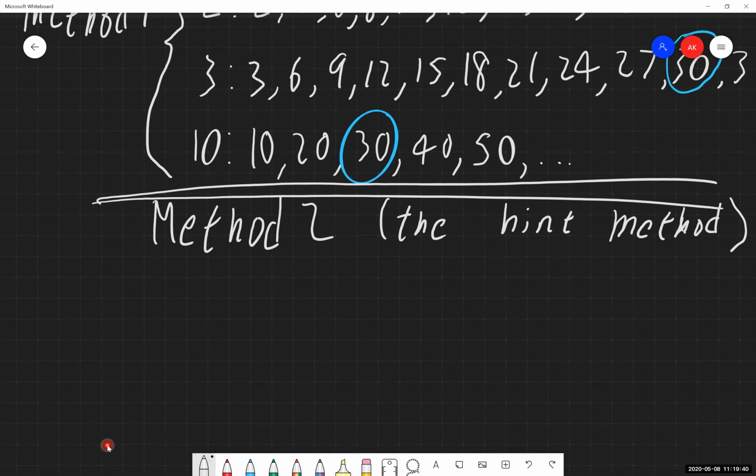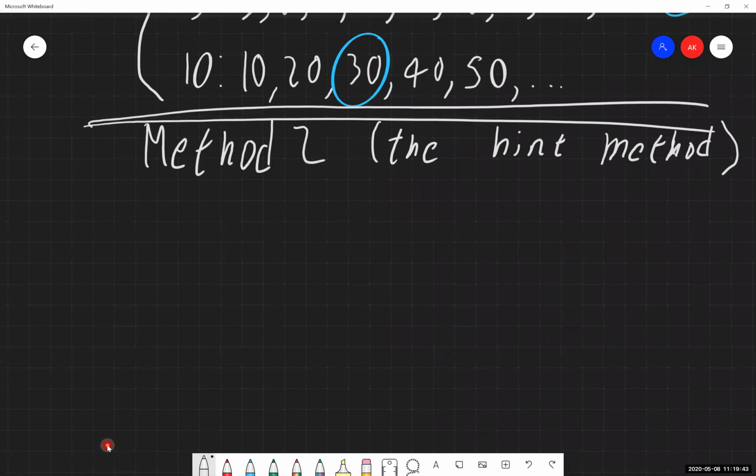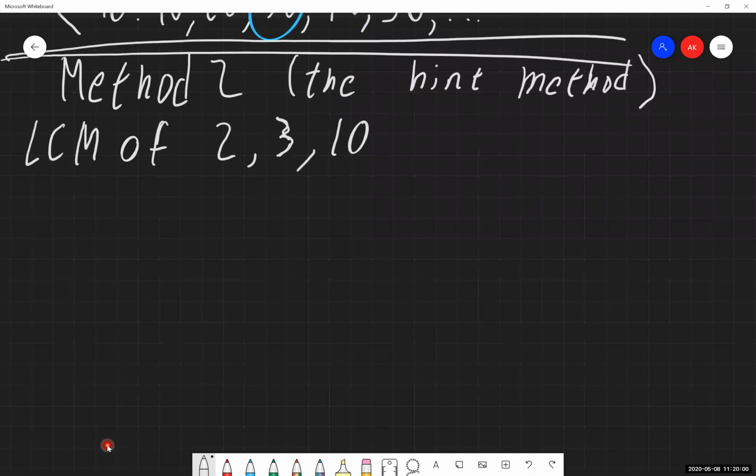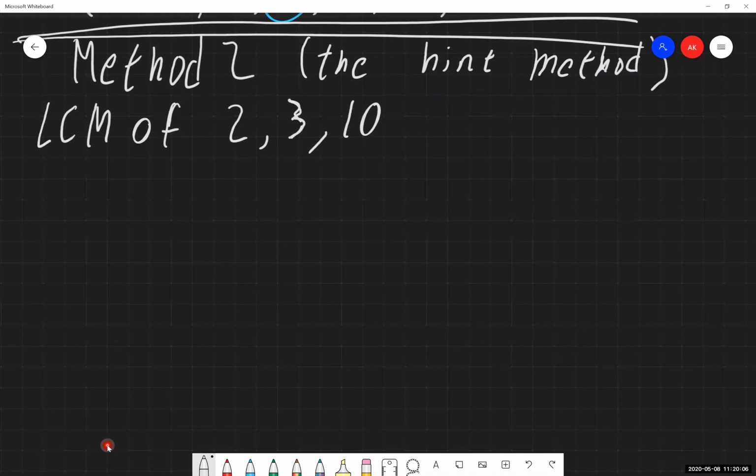Call it the hint method because I wrote that into the notes that way. So same idea. We're trying to find the lowest common multiple of 2, 3, and 10. This method is a little bit different, and there's a different way of organizing it compared to the other two. If you were going to use this method, identify the biggest number you are working with. In this case, the biggest number is 10. That's going to be essentially your main variable for this.